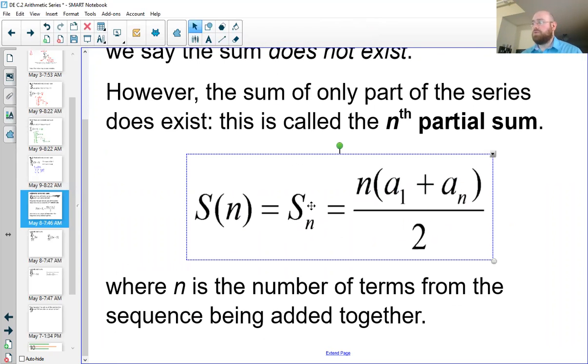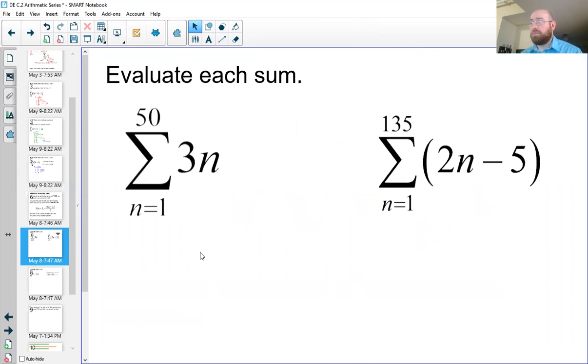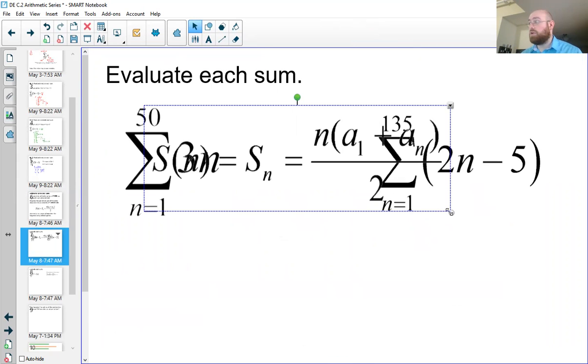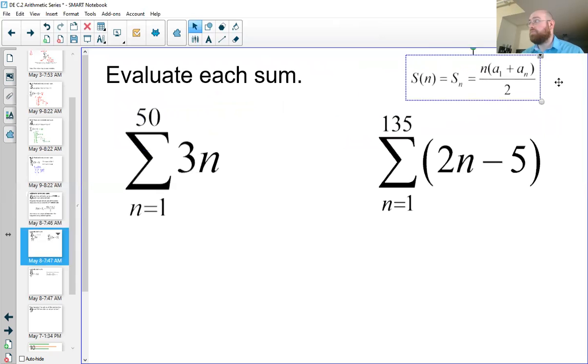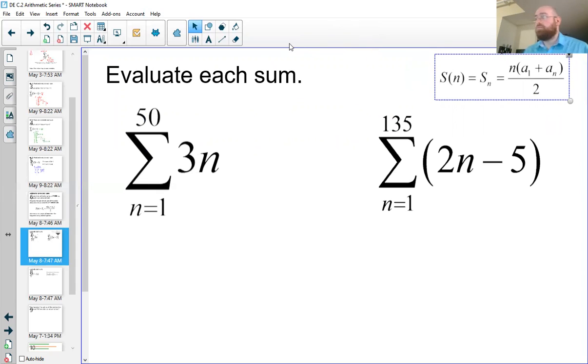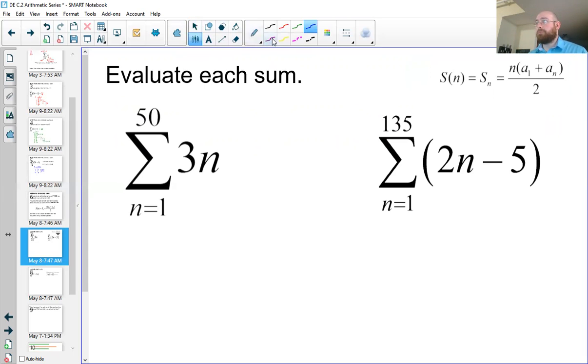So I am going to copy this so I can paste it onto the next slide, where we are going to do a couple examples. So we'll have this up in the corner. We need to identify n, a1, and an. These are the 3 numbers that tell us the value of the partial sum.